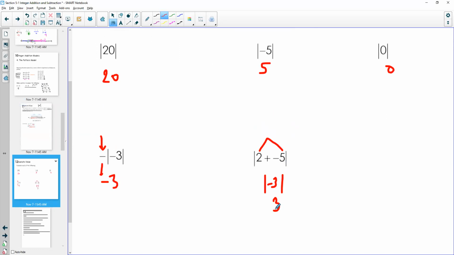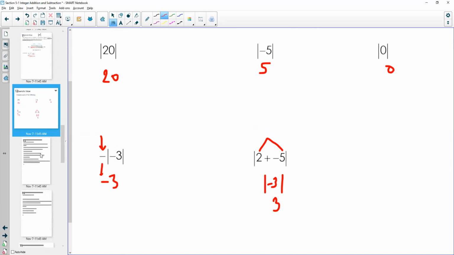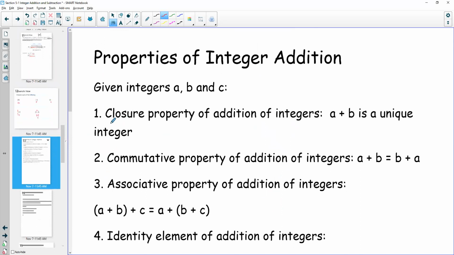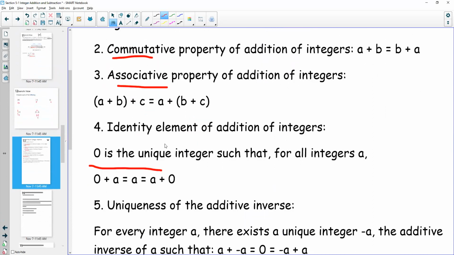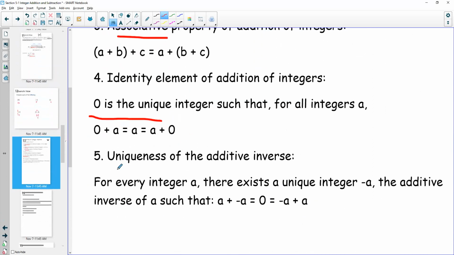All right, some properties to go here for addition of integers. Pretty much all the same stuff. It can be closed. They are commutative. They are associative, just like they've been all along. 0 is the identity for addition. And this uniqueness one is new, but it is part of what we've been doing all along. The idea that A plus its opposite is 0, or its opposite plus A is still 0. So negative 2 plus 2 is 0. And 2 plus a negative 2 is 0.